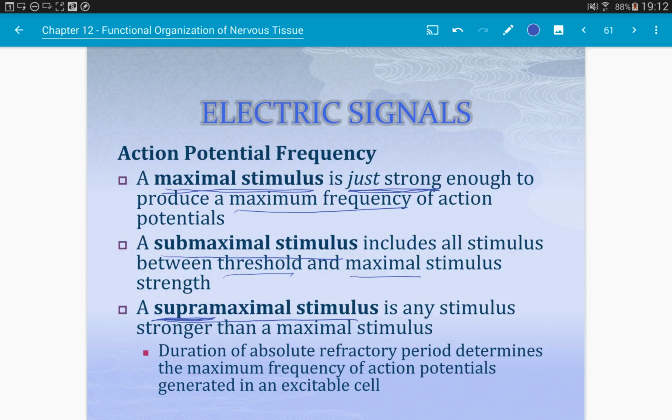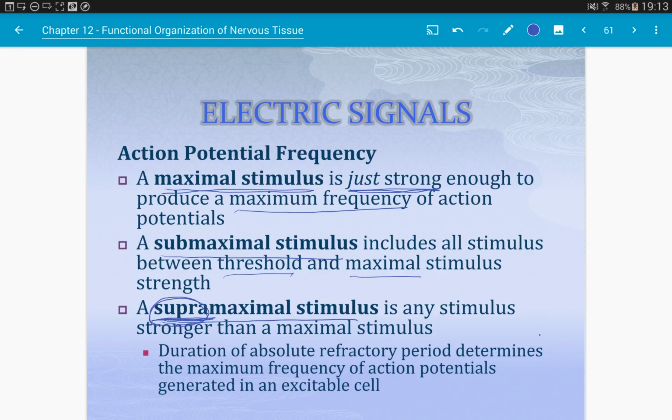Okay, so supra-maximal. This prefix supra basically means, think about super or big. It's even more than a maximal stimulus. It almost makes me think of Superman. It's huge. It's a really strong stimulus. Notice it says any stimulus stronger than a maximal stimulus. So it's almost like supernatural stimuli, like, whoa, super strong.